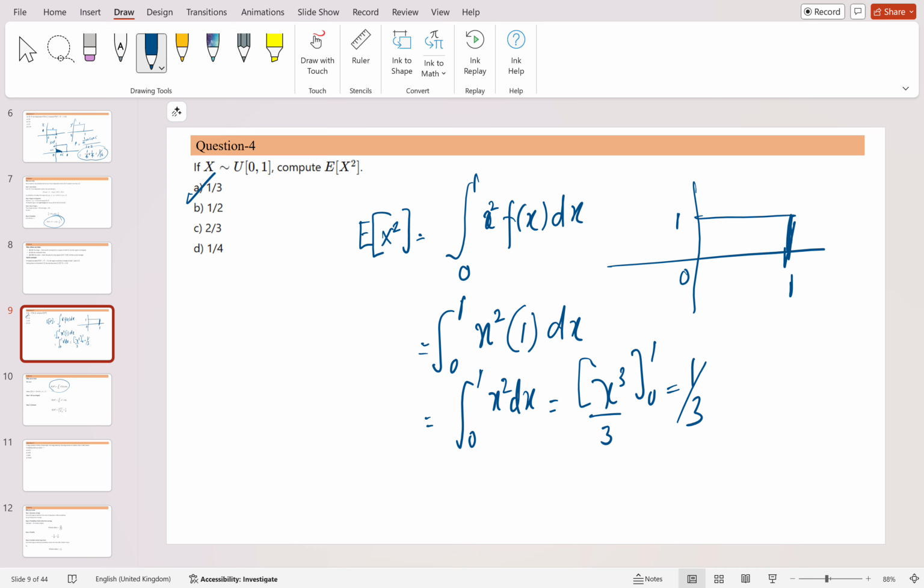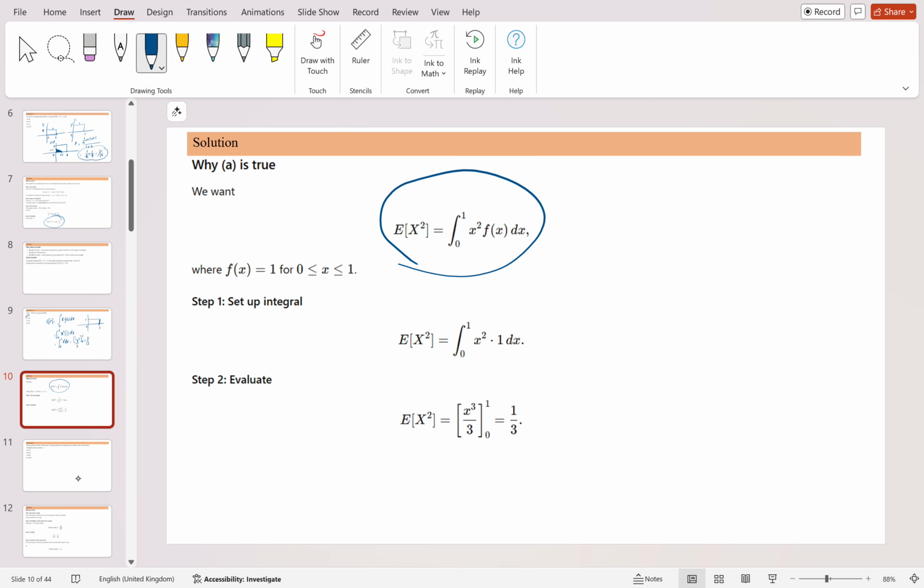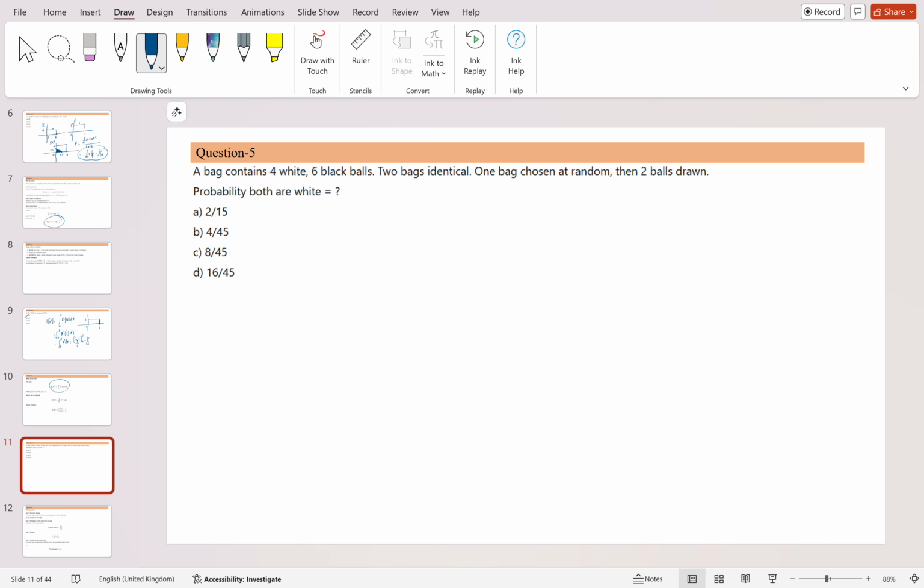You just have to remember the formula here, that E of x square is equal to the integral from 0 to 1 of x square f(x) dx. And when the uniform distribution is in between 0 to 1, the value of f(x) is 1, so the integral from 0 to 1 of x square multiplied by 1 dx. Integrate it, x square dx becomes x cube by 3, so from 0 to 1 it is 1 by 3. The correct answer is 1 by 3. Okay, let's move forward, try to solve this problem.